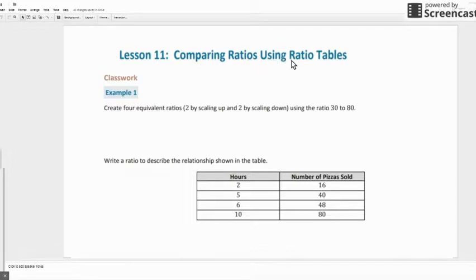We're going to compare ratios using ratio tables. So let's go over example one. Kind of do a little refresher of equivalent fractions or equivalent ratios. So let's go and look at number one.